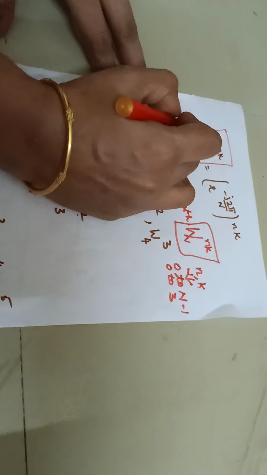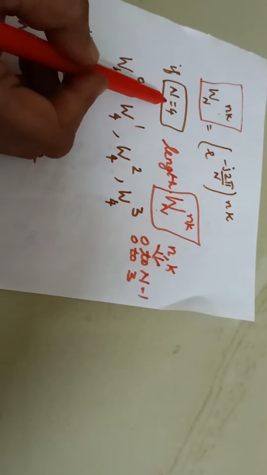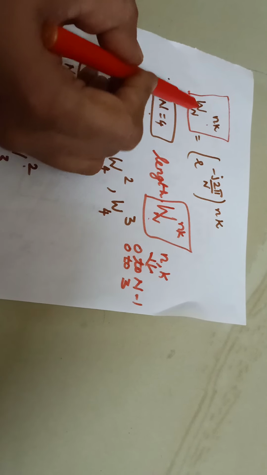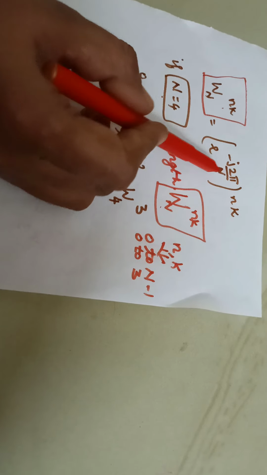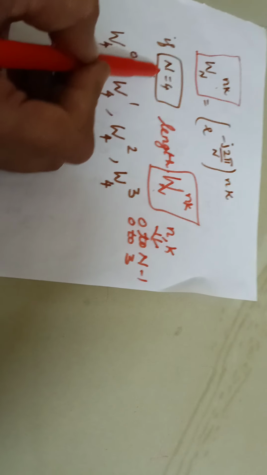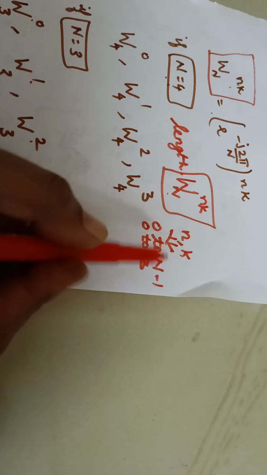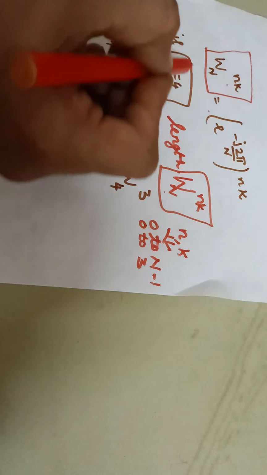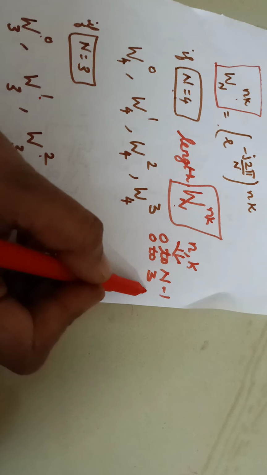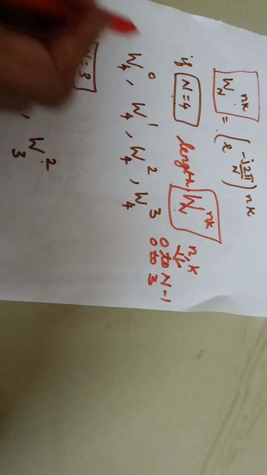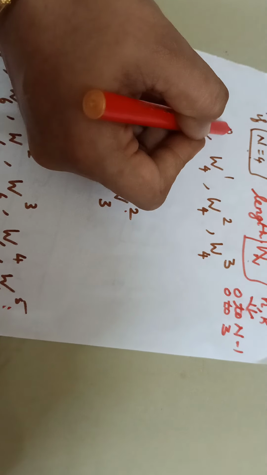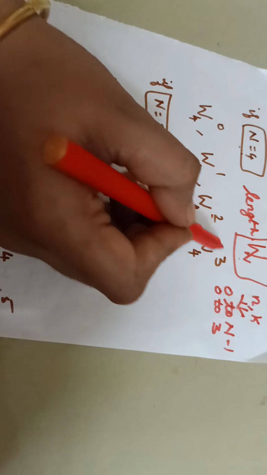So we saw WN power nk. We are interested in this concept, WN power nk. Now let us see for different lengths how we are going to write the twiddle factor term. We know WN is e power minus j 2 pi by N, power nk. When N equal to 4, as we have previously learnt, n and k range from 0 to N minus 1. When capital N is 4, it is 0 to 3. So we get W4 power 0, W4 power 1, 2, 3.